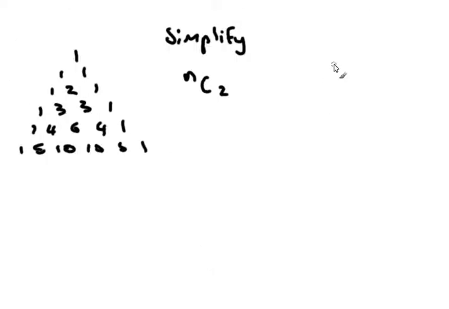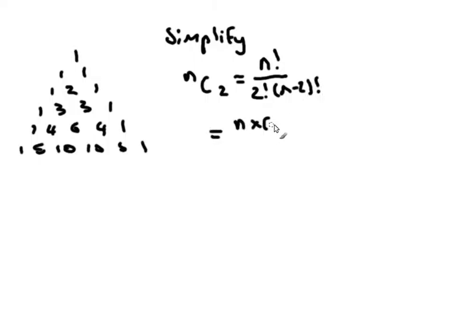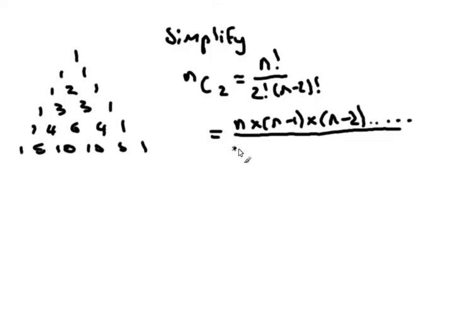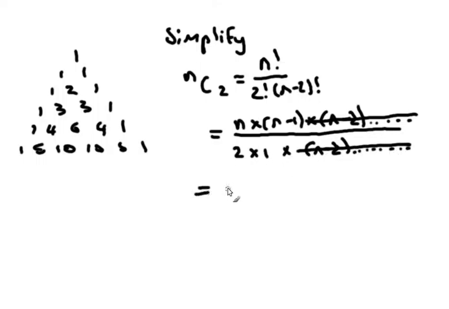We could simplify, for example, n choose 2. n choose 2 is simply n factorial over 2 factorial times n minus 2 factorial. But because of the way the factorials work, we're going to get n times n minus 1 times n minus 2, and I'm just going to put dot dot dot there. But on the bottom we're going to have 2 times 1, but then we're going to have n minus 2 times n minus 3 dot dot dot, and they're going to cancel, leaving just n times n minus 1 over 2.